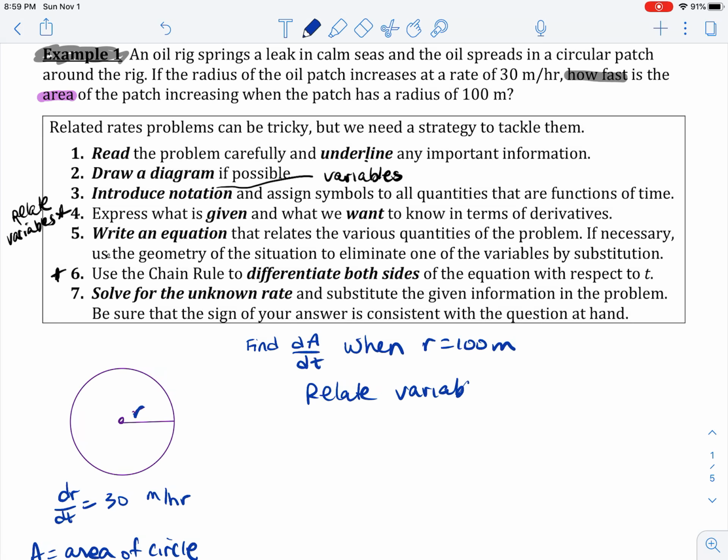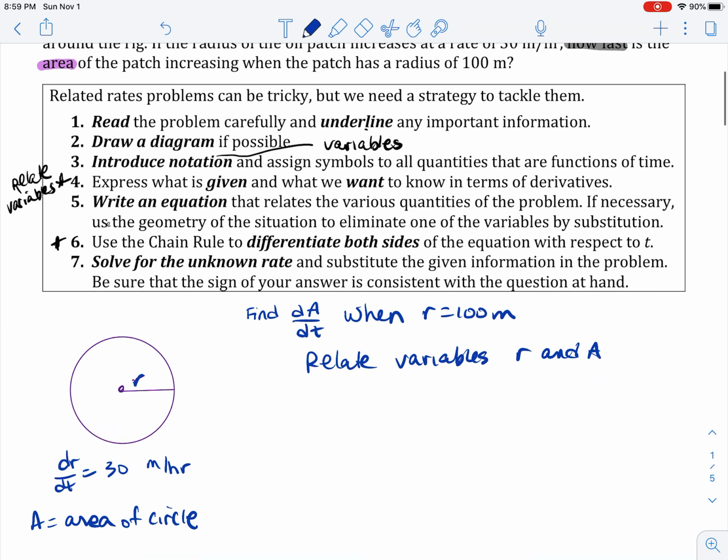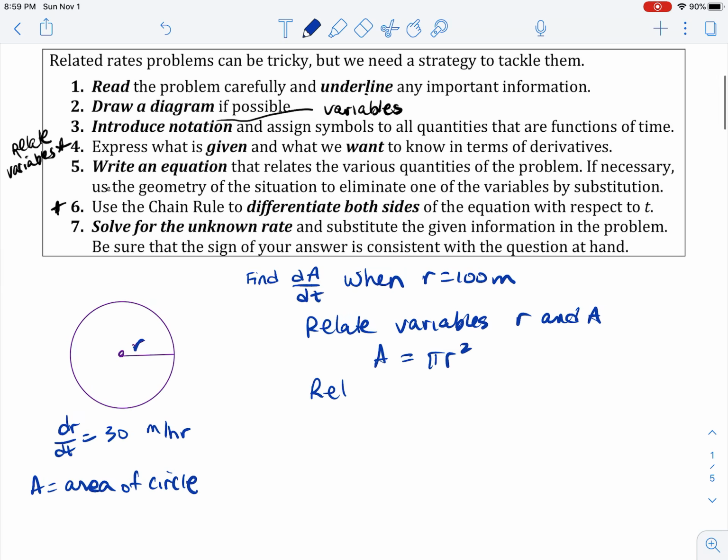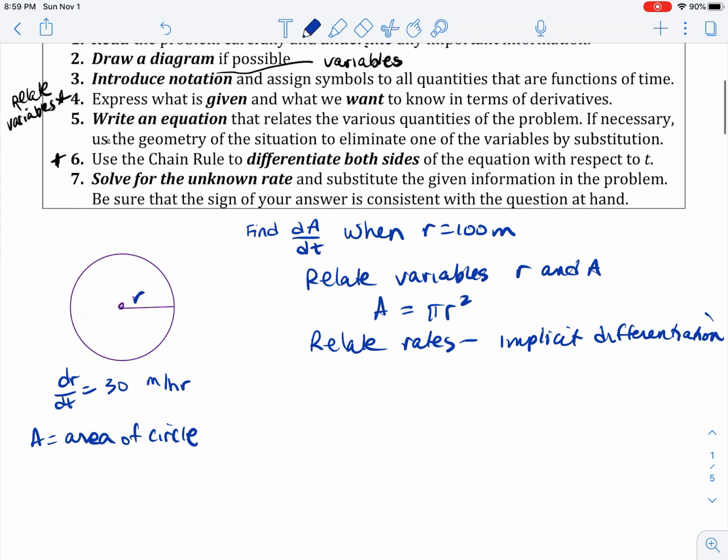Good. So how do I relate the variables? If I'm going to relate the variables r and A, looking at the picture that I have, A is equal to pi r squared because that's the area of the circle. Now I want to relate the rates, and when I relate the rates, I want to do implicit differentiation on both those variables.